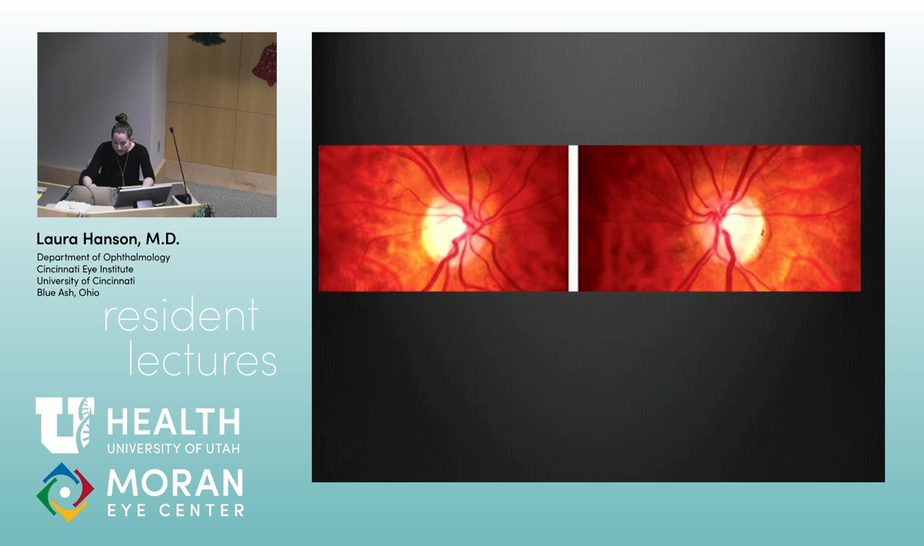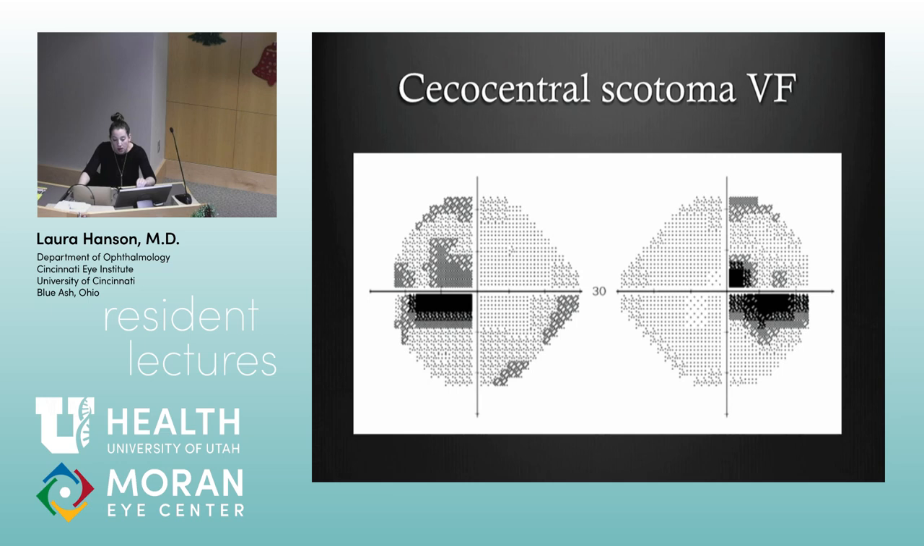Does anyone know what the gene is that it's associated with? Because they will probably ask that. OPA1. Yeah. That's the cecocentral visual field defect, which can sometimes look bitemporal, so you don't want to get thrown by that. They may show you one that looks like that, but keep that in mind, a cecocentral scotoma can mimic a bitemporal one.